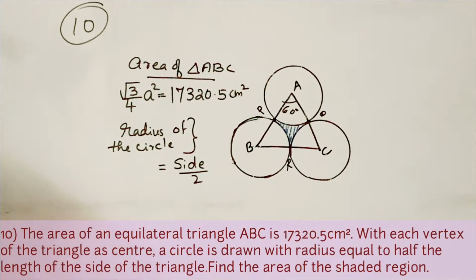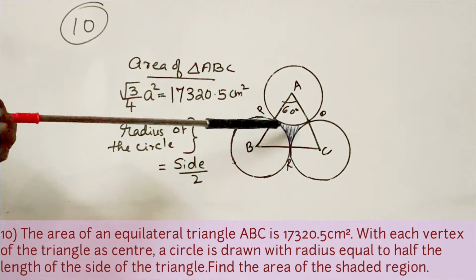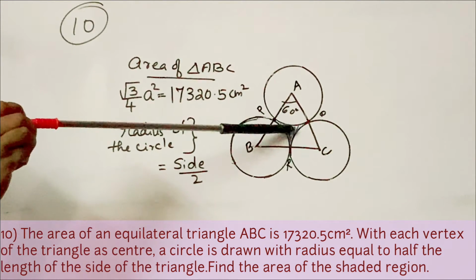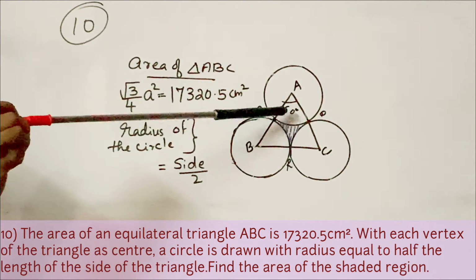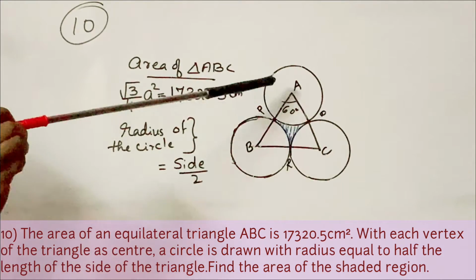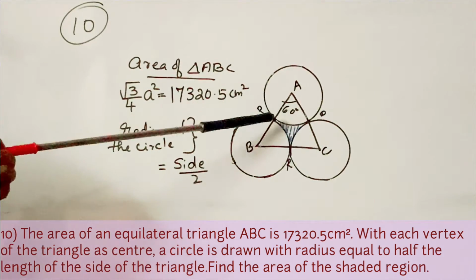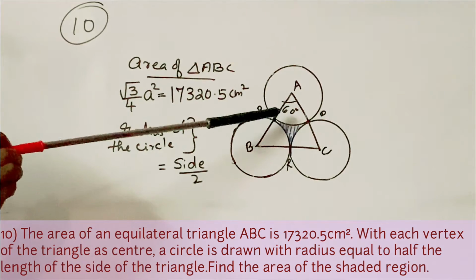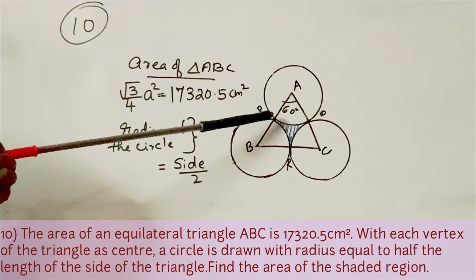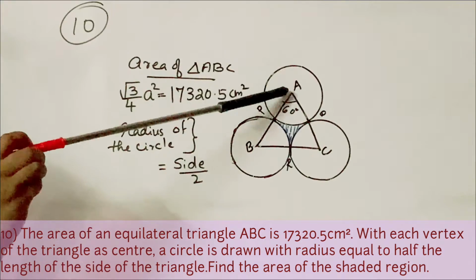Question number 10. Here we need to find out the area of the shaded part. Look here, the middle part. A triangle ABC is given to us which is equilateral, and with each vertex of the triangle as center a circle is drawn. Look here.